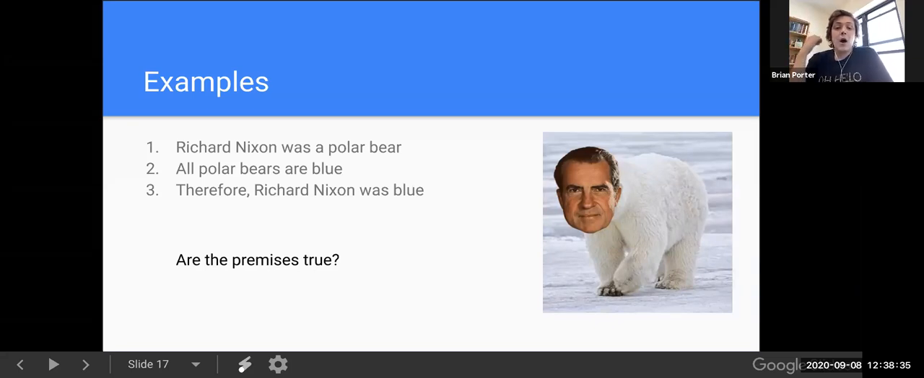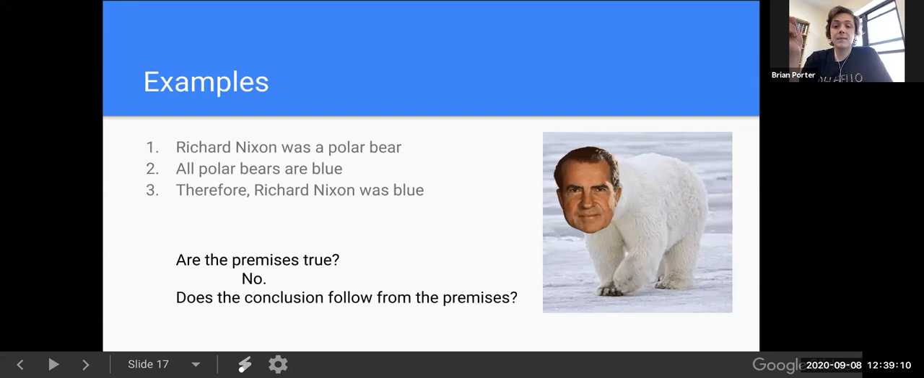Question one, are the premises true? I mean, hopefully we all know enough about polar bears and Richard Nixon to know the answer there is no. Richard Nixon was not a polar bear. He was a human being. So the first premise is not true. And polar bears are white. They're not blue. In no sense are polar bears blue. Premise two is false. So both premises are false. Neither premise is true.